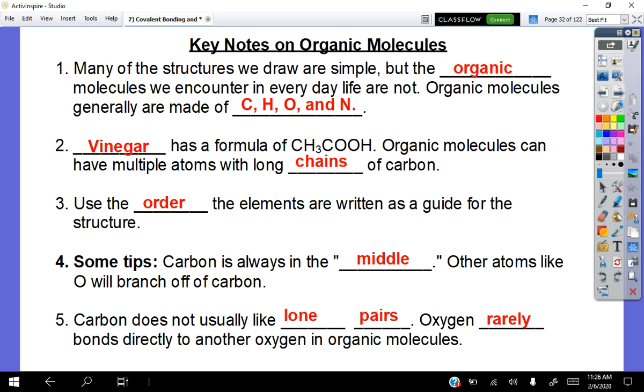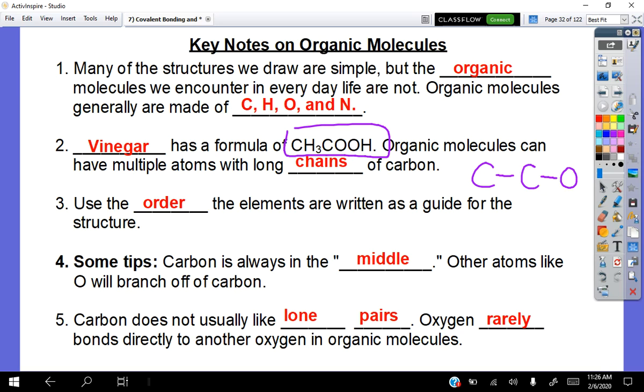Vinegar is a good example of an organic molecule. It has a formula of CH3COOH. And typically, organic molecules have multiple atoms with long chains of carbon and hydrogen in them. If you're trying to figure out the structure of something like this, you would use the order that the elements are written as a guide, but we typically ignore the hydrogens first. You'll see when we start drawing Lewis structures in a little bit that we will have a skeleton that we're going to form. A good skeleton for this vinegar is to start with the C, attach another C, and then attach my O's.